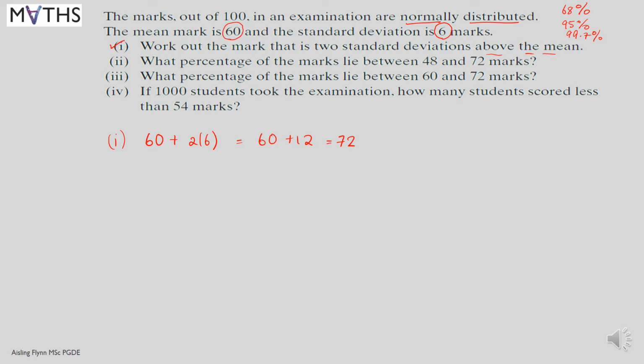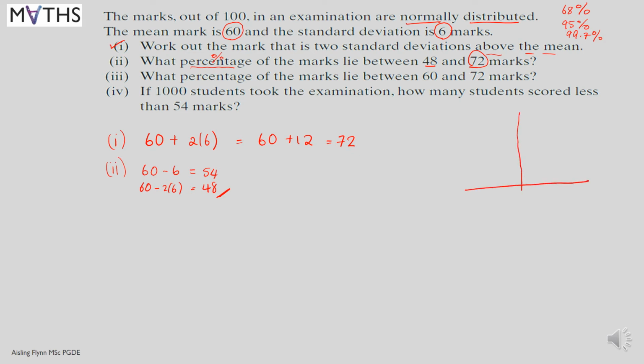Number 2, what percentage, so the answer must be a percentage, of the marks lie between 48 and 72. Now we know what 72 is. It's 2 standard deviations above from part 1. So let's explore what's 48. If we do 60 minus 6, that's 1 standard deviation, we get 54. If we do 60 minus 12, or 2 standard deviations, we get 48. Okay, so this is what we have. Quick sketch if you wish.